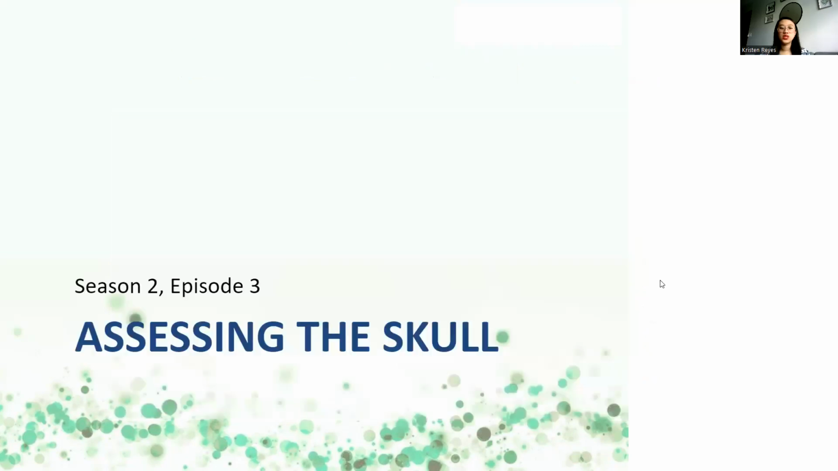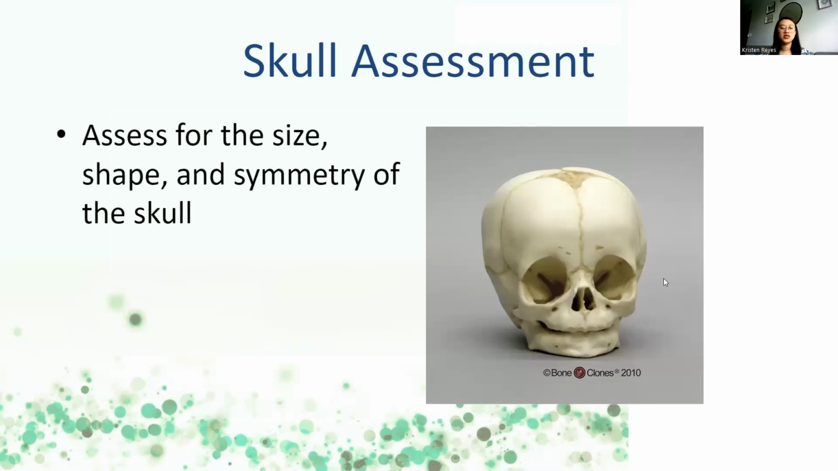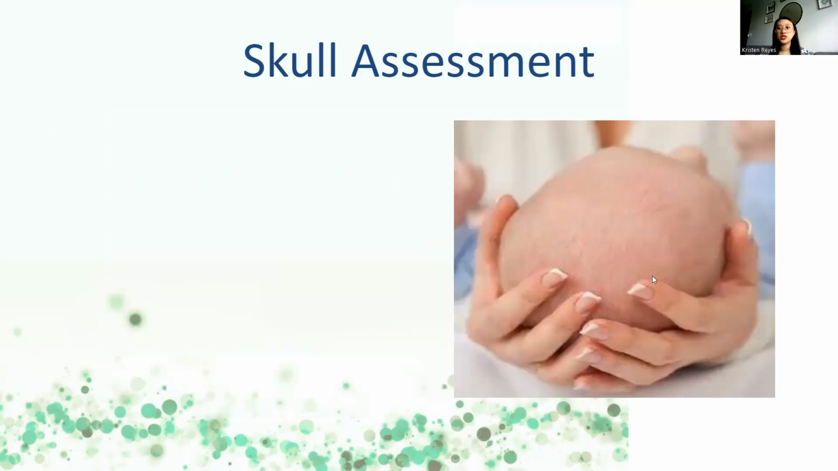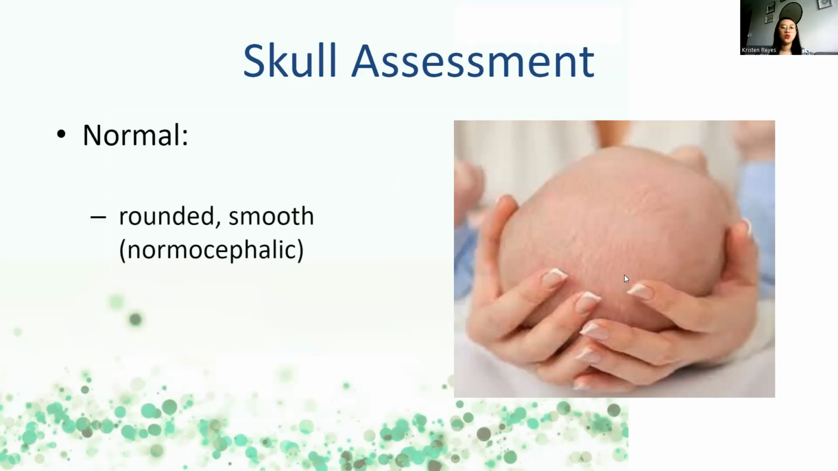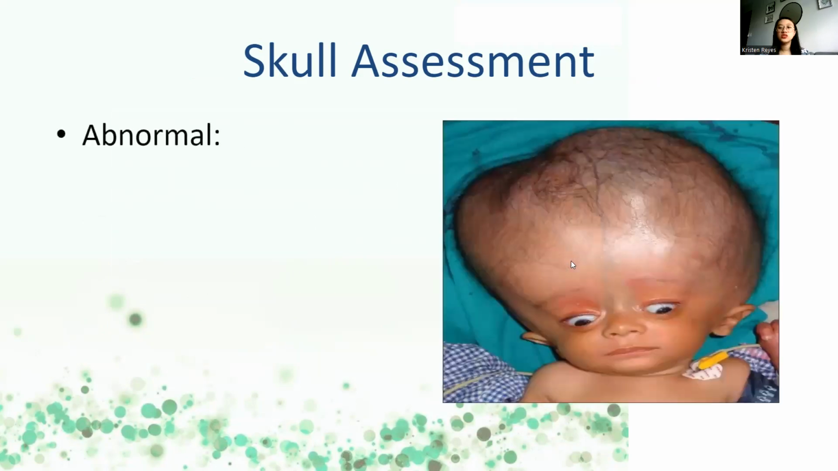So let's go with the assessing of your skull. Assess for the size, the shape, the symmetry of the skull. This is very important in newborns, in neonates. So the normal finding is that it should be rounded, smooth, and the medical term for that is normocephalic. Normal cephalic head.